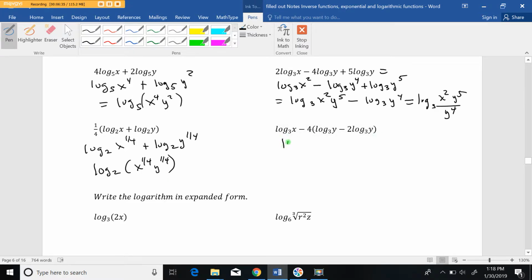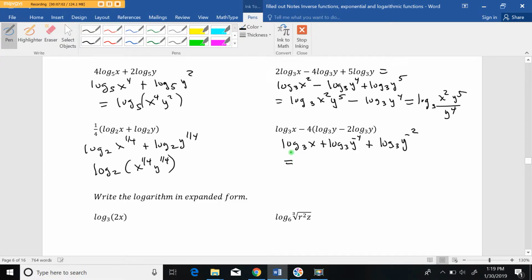Okay, this one, let's see, log base 3 of x. Now this is minus 4 here. Let's write this plus log base 3 of y to the minus 4. This time I'll go ahead and put the minus sign with the 4 and in the power. And let's do the same thing here. Plus, all right, keeping the minus sign with the 2, log base 3 of y to the minus 2.